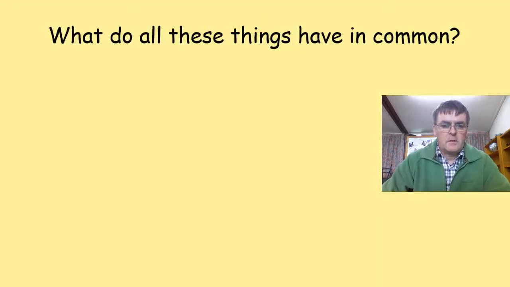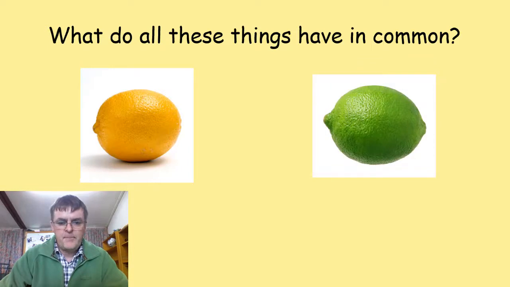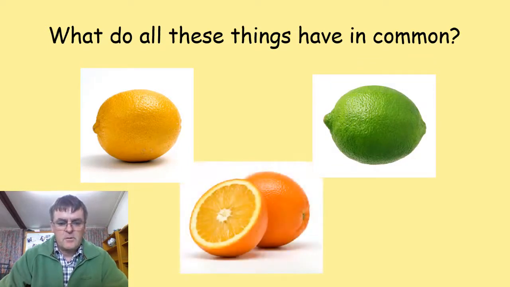So okay, here's some things. What do they have in common? We have a lemon, there's a lime, there's an orange. They've got something in common. Some are a bit more this way than others, like we'll happily eat an orange, but maybe not quite the same as the lime or a lemon. Why is that?